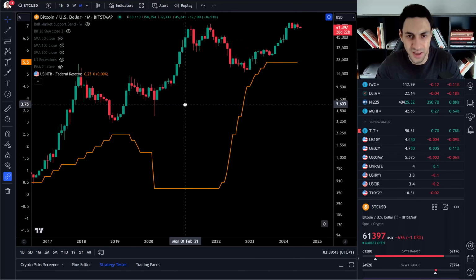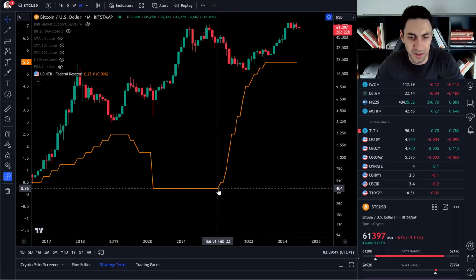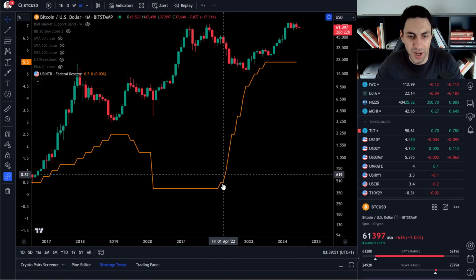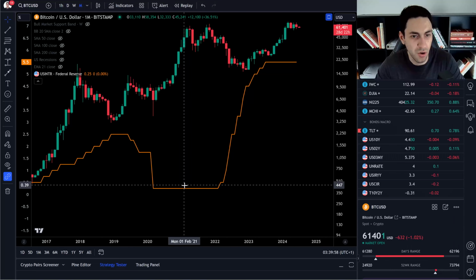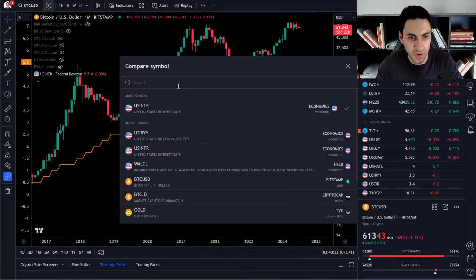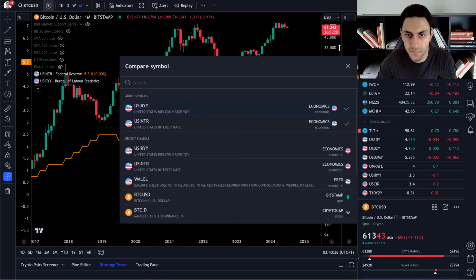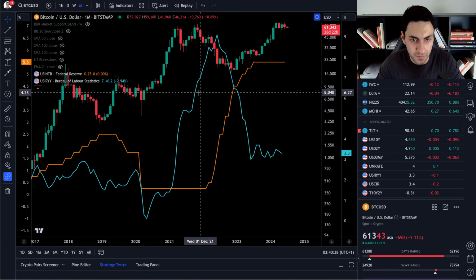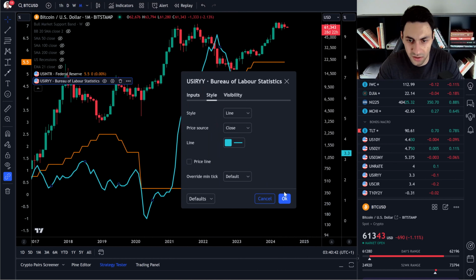The only difference is that this time the Federal Reserve started its rate hiking cycle later than they should. So they should have started in late 2020 or early 2021. If we add the year-over-year inflation rate, it will be visible here.